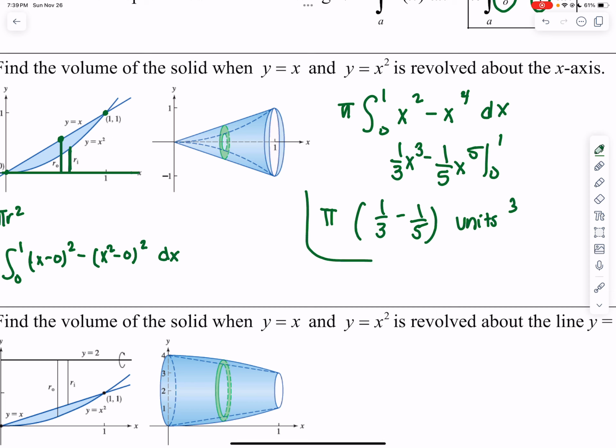It's x cubed. Obviously, if I were to plug in 0, that's not going to do anything because you have 0 minus 0, so nothing there.